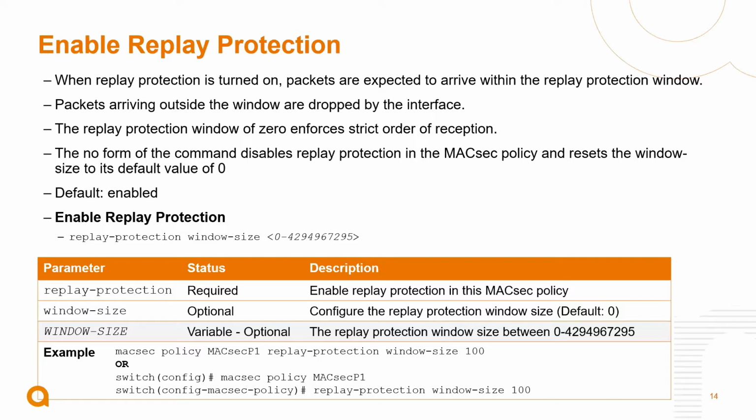The window size determines how many packets are allowed to be out of order. By default, replay protection is enabled with a window size of 0. That is, frames are expected to come in a strict order. So if you expect packets to come out of order in your topology, you may want to set the window size accordingly or turn off replay protection, though it's probably not the best idea to do so. You can tune your window size based on your topology.